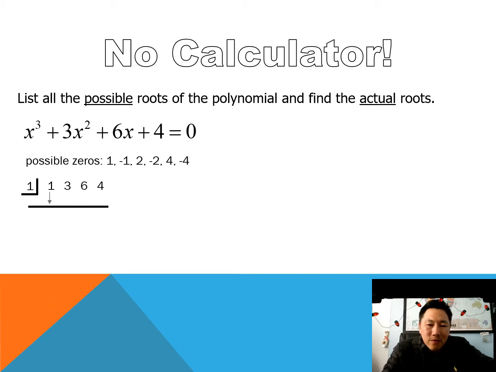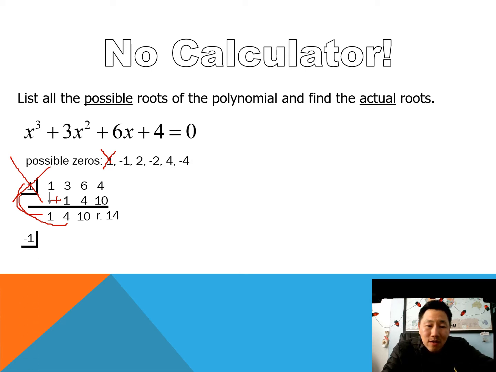And again, if you remember from synthetic division, you bring the first number down, multiply the 1 with that 1, put it there, add those 2 to get the 4, then multiply, put it there, then add, then multiply, then add. All right, what that means is if we have a remainder, then 1 was not an answer. So we cross that out. And then we do it all over again for the next one.